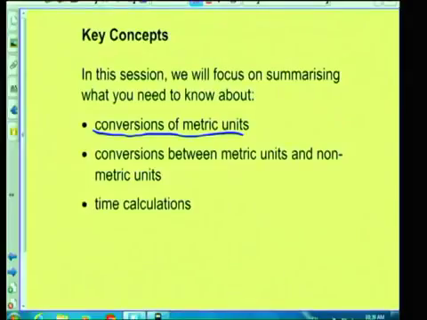Then we're going to look at conversions between metric units and non-metric units. Now, there are a number of non-metric units. We're going to be looking at some non-metric units that are commonly used, as well as looking at the imperial measurement units. And so in different parts of the world, not everyone has converted to metric. I don't know why, because metric is so much easier, but for traditional reasons, in some parts of Europe and some parts of the United States, they use the imperial measures.